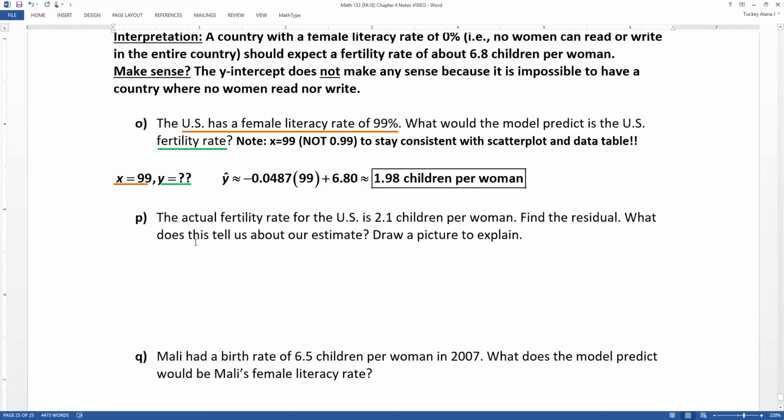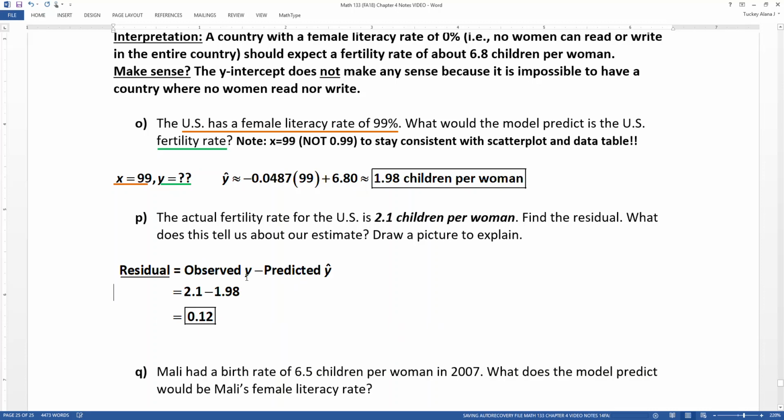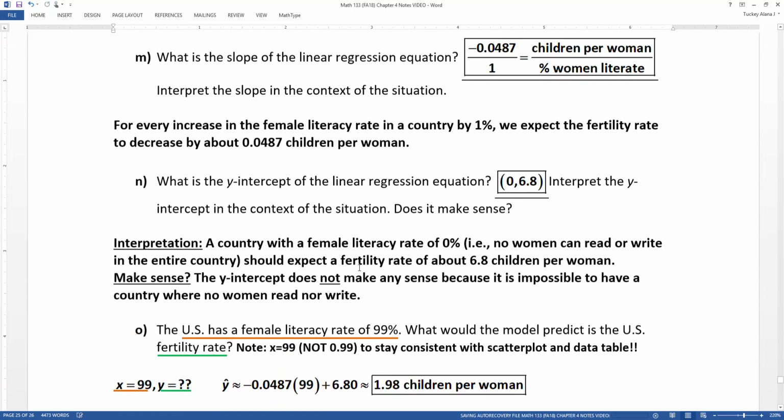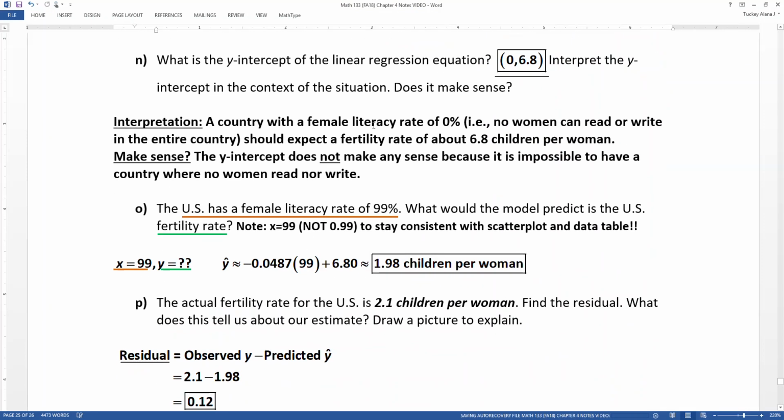Okay, so now the US's actual fertility rate was 2.1 children per woman. So we're going to find the residual. Well, residual is the observed Y minus the predicted Y hat. So we actually observed in real life 2.1 children per woman, and we're going to subtract away our 1.98. So that's what we do, right? It's the Y real life minus the Y hat. That's actually why we call the line Y hat, because it's not the actual values. It's an approximation, i.e. an average sort of all the Y values in conjunction with their X values. So it's not exactly the same thing.